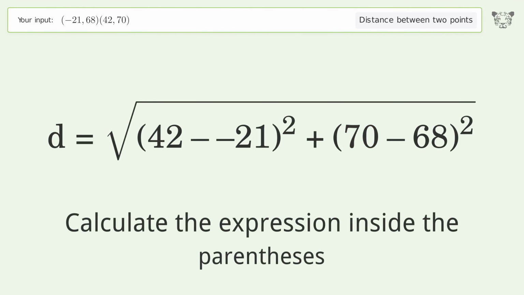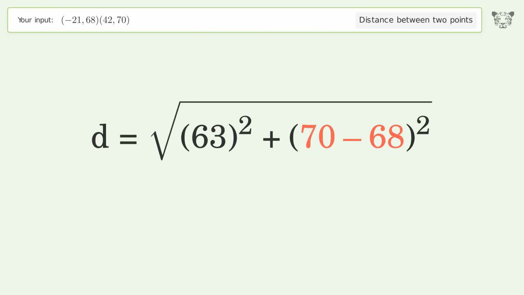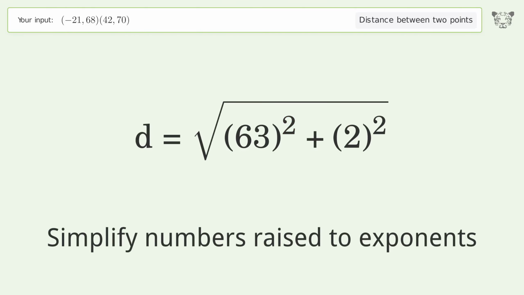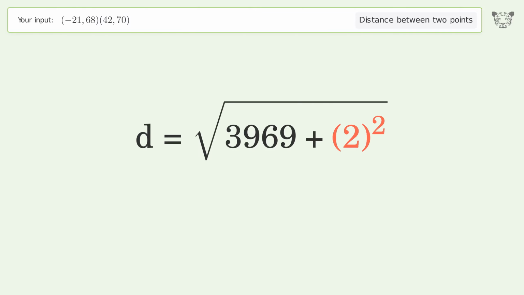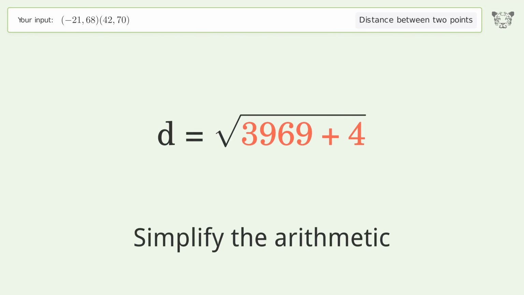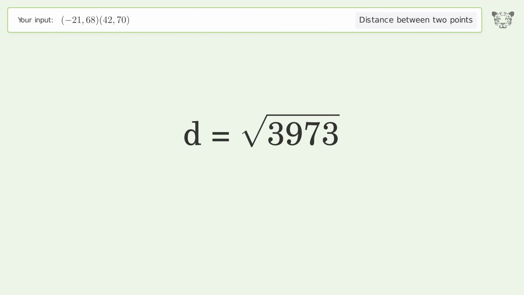Calculate the expression inside the parentheses. Simplify numbers raised to exponents. Simplify the arithmetic. And so the distance between the 2 points is the square root of 3,973, or 63.032.